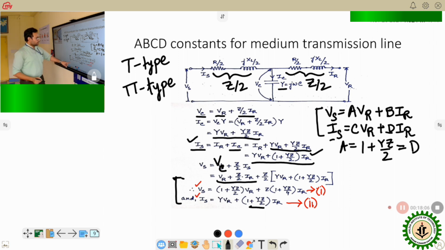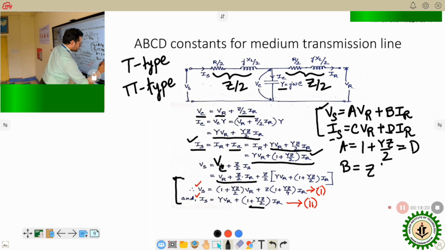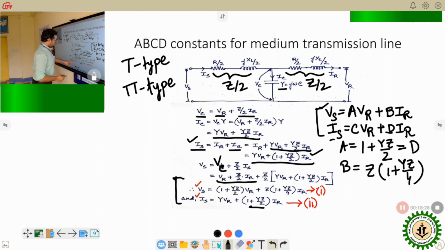Again, if we compare the VS equation with the VS that we have obtained, then B is equal to Z into 1 plus YZ by 4, and comparing IS between these two equations, we can say that C is equal to Y. Okay, so we have obtained the ABCD parameter values of the T-type medium transmission line.